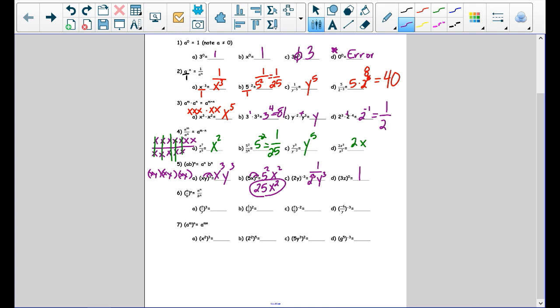Assuming it's not 0. Okay? 0 to the 0 exponent gives you that error. Everything else gives you a 1. So number 6 is just kind of like what we did here in number 5.